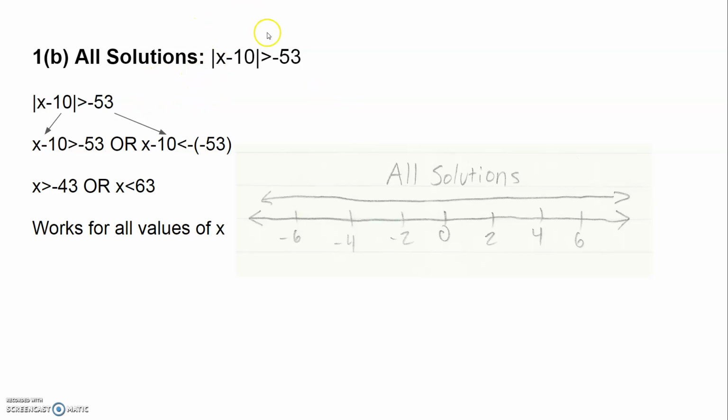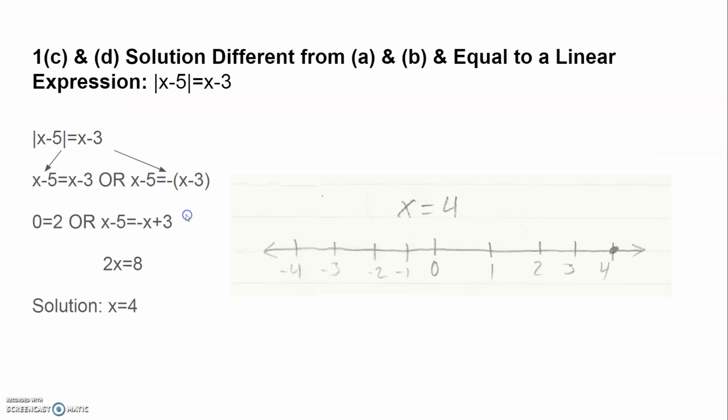This is an equation that has all solutions. Absolute value of x minus 10 greater than -53. So what you do is you split it into two different equations. So you get x minus 10 greater than -53, or x minus 10 less than -53. So then you should add 10, x greater than -43, add 10, x less than 63, and since there are values that are greater than -43 and less than 63, this works for all values.